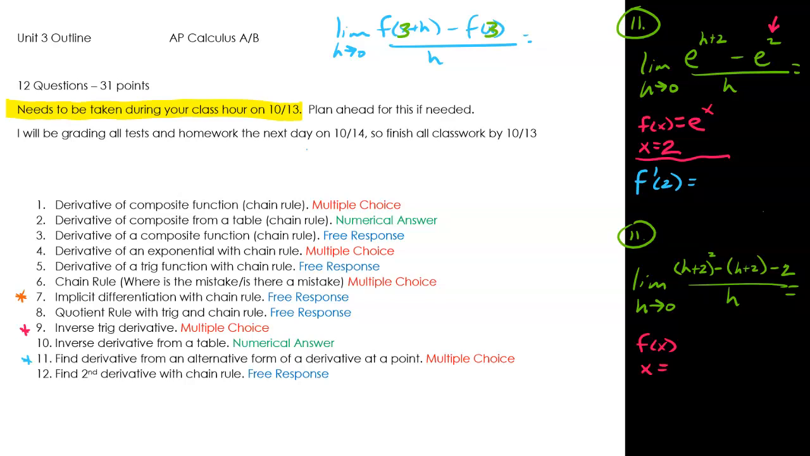So the derivative of e to the x is e to the x. That one's the easiest derivative of all of them, but it's the one that always feels like you're doing it wrong. And then I'm going to plug in 2 into my derivative. And then that would be my answer that I'd give.